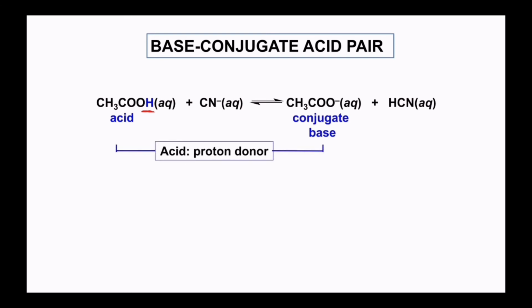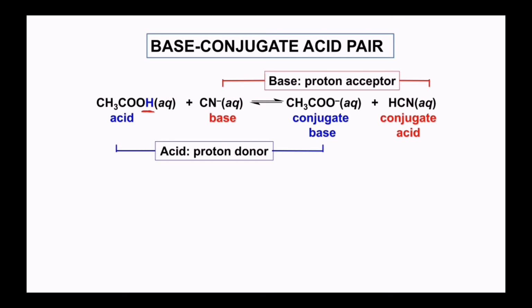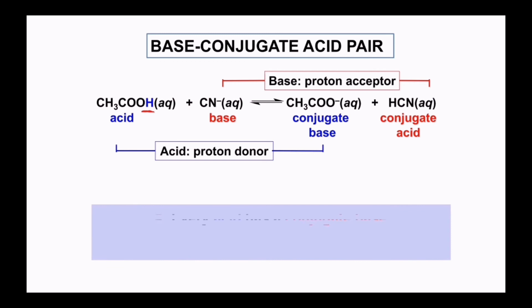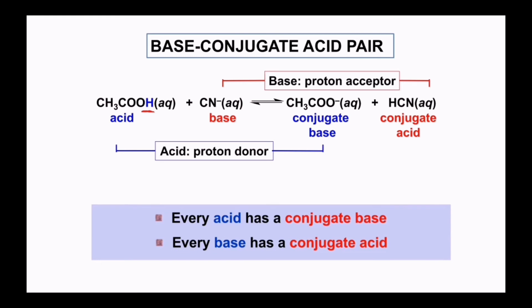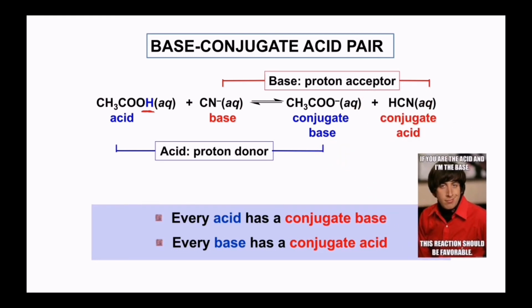It is considered as acid because it donates its proton. Next, CN minus, which is another reactant, will be the base, and HCN, its product, will be the conjugate acid. It is considered as a base because it accepts proton. Remember, every acid has a conjugate base and every base has a conjugate acid.